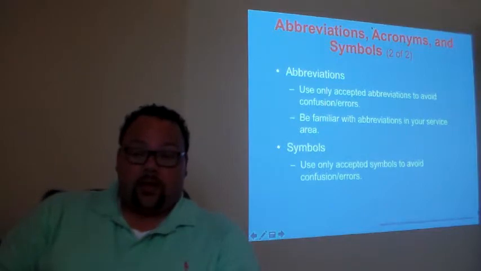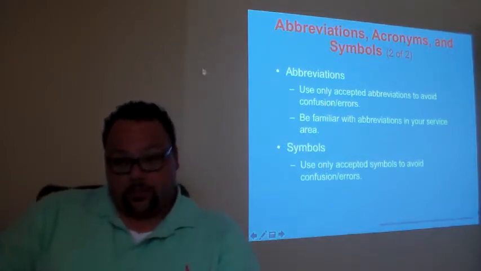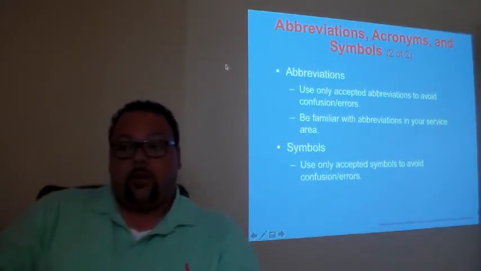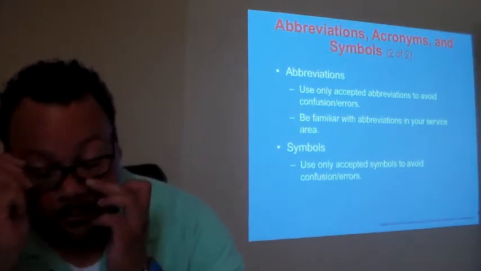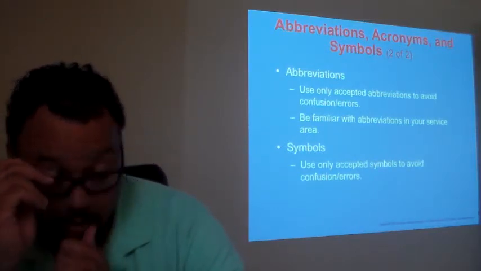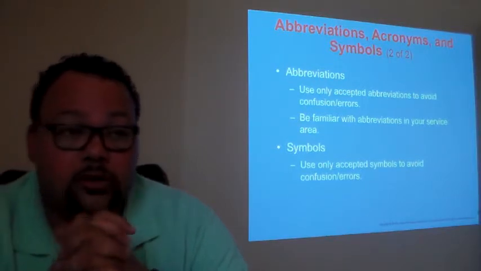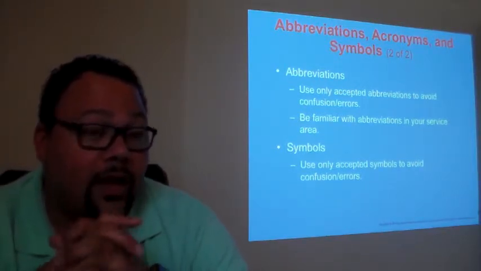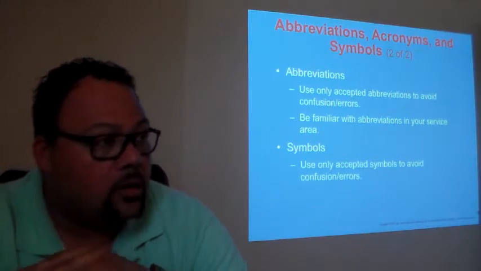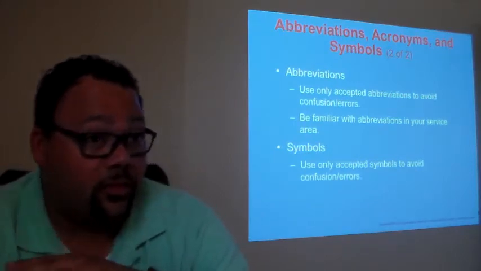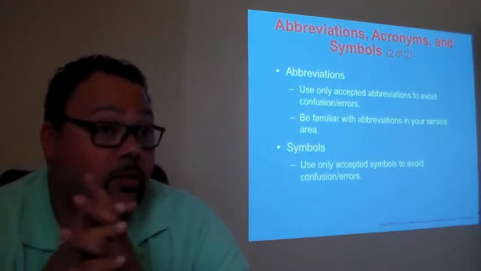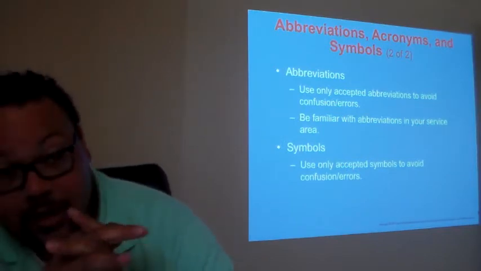Symbols, that's another thing. Make sure you use an accepted symbol. There's some that we use very commonly, such as letters like the letter C with the line over it. If you're writing a report, the letter C with the line over it means with. The letter S with a line over it means without. I use that one all the time.